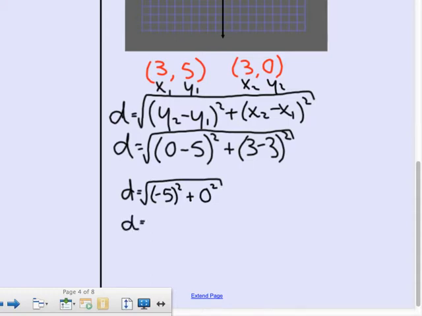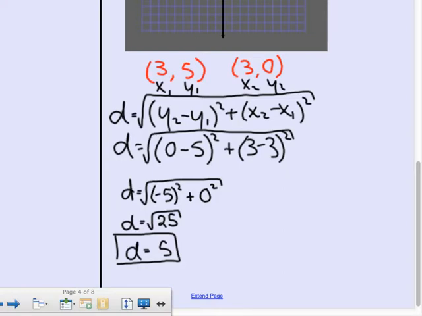I'm going to keep simplifying under the radical. So negative 5 squared is 25. 0 squared is 0, so I'm not going to write that anymore. The square root of 25 is 5. If you did not remember that the square root of 25 is 5, you could use your calculator, or you could make a factor tree.